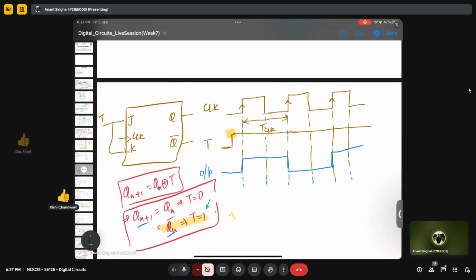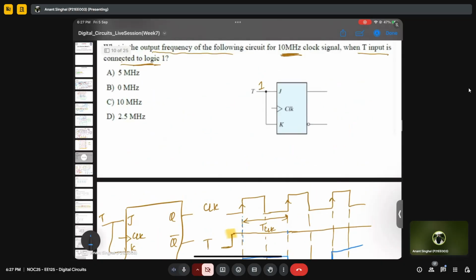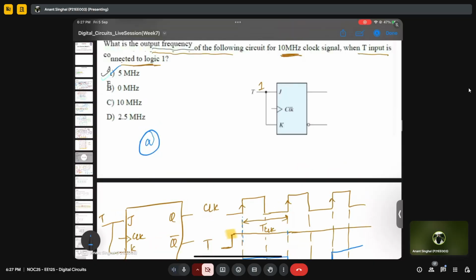Yeah. Now what you can see is the time period of the output is, let's say, T clock plus T clock, which is equivalent to 2 clocks. So basically, the time period of the output is 2 T clock, which makes the frequency of Q as frequency of clock by 2, right? Here the clock frequency in the question is 10, so the output will be 5 megahertz, which is option A. Is it clear to everyone?